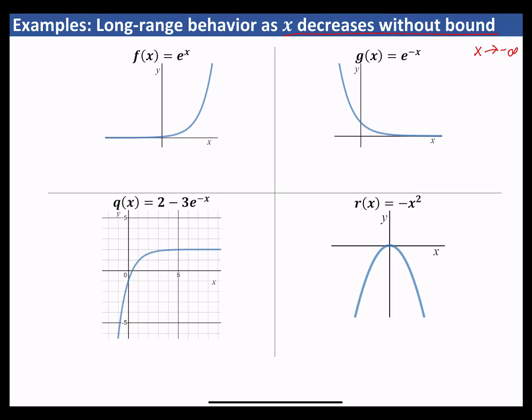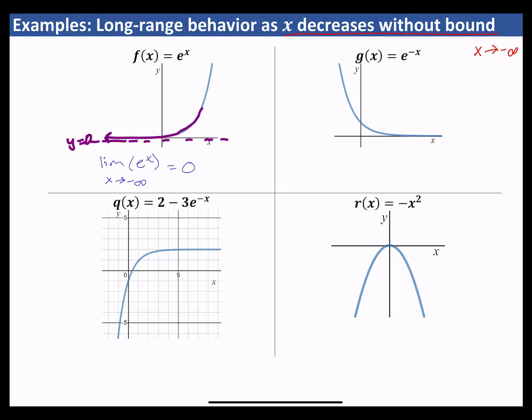First, we have f of x equals e to the x again. We notice as x decreases without bound, e to the x tends toward 0. We can describe this long-range behavior in limit notation as the limit of e to the x as x tends toward negative infinity equals 0.